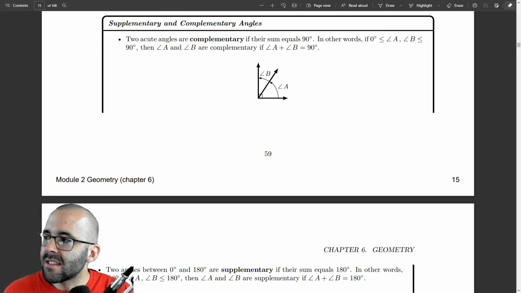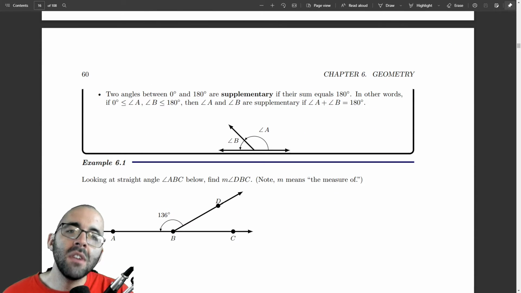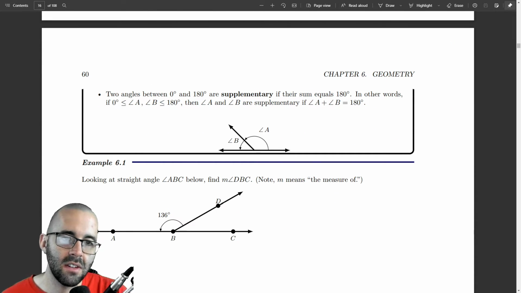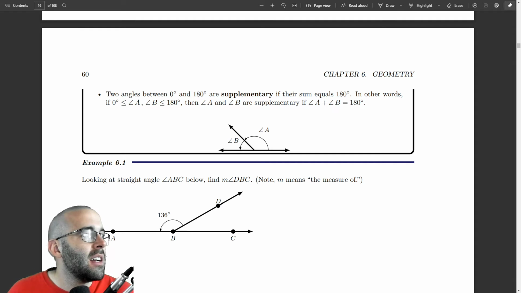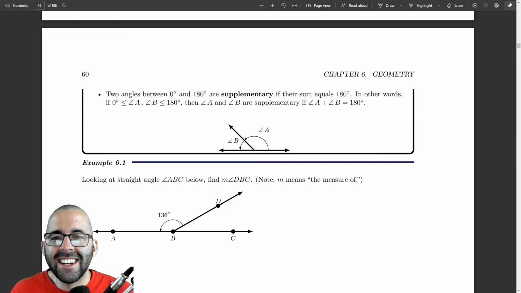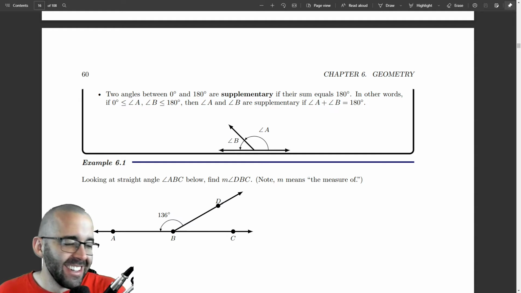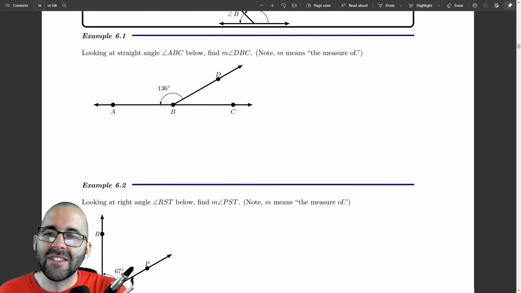Supplementary is basically the same definition, but instead of 90 degrees, it's 180 degrees. Okay, one way to remember which one's which, and again, you don't have to memorize these, you have your notes, is, I don't know, complementary is earlier in the alphabet, right? C is earlier in the alphabet, so it's the one that comes first, the 90 degrees. I don't know. There's better ways of doing this.